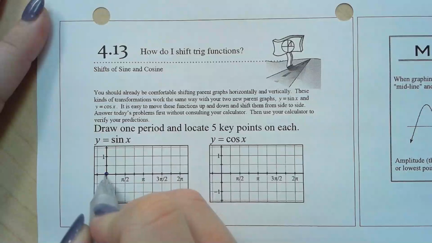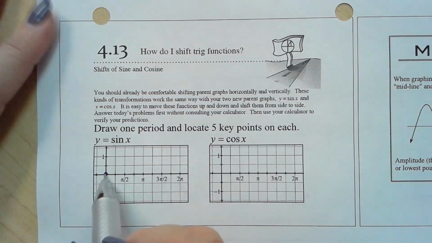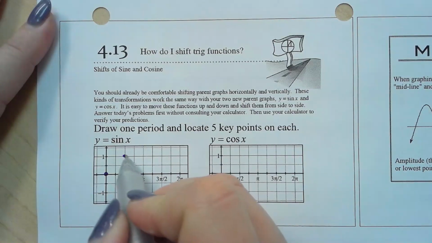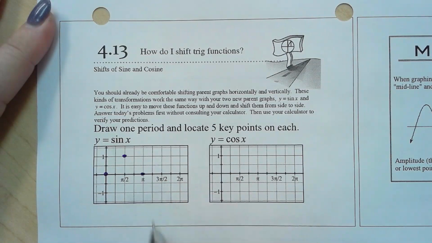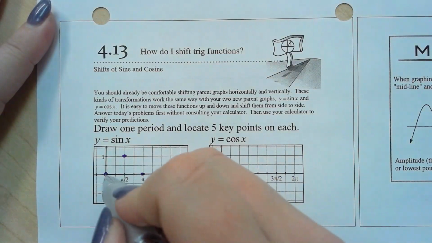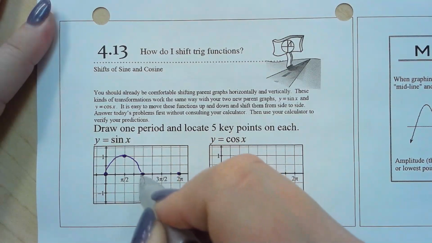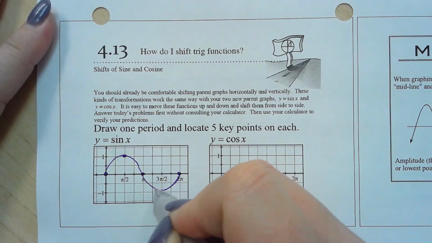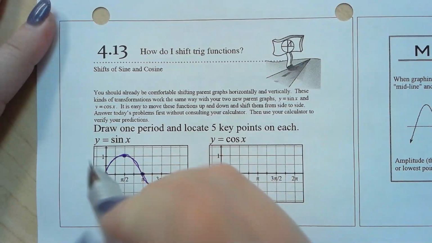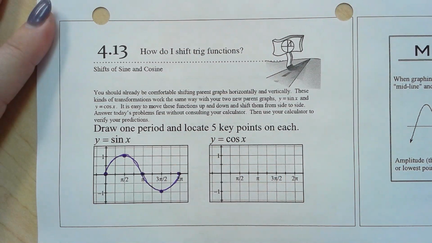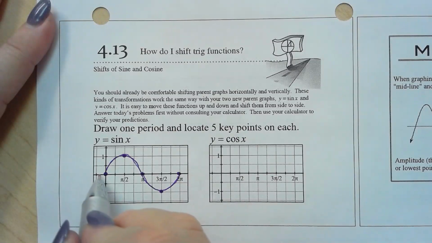Right, so we said a sine curve is going to start on the midline. At pi over 2, it goes up to 1. At pi, it's back on the midline. At 3 pi over 2, it's down at -1, and at 2 pi, it's back on the midline. And so we make that sad face, and we make that happy face, and we get that S kind of shape that we see. So one period of a sine graph.